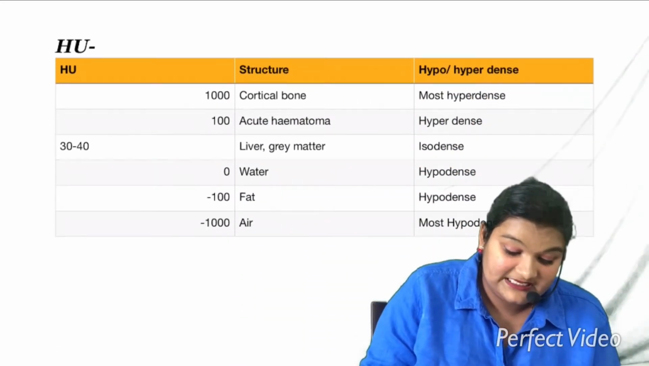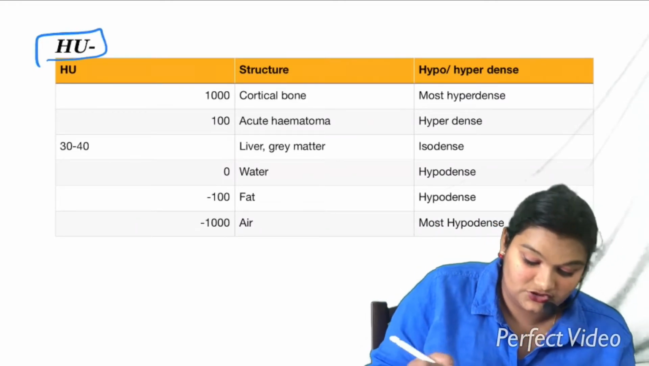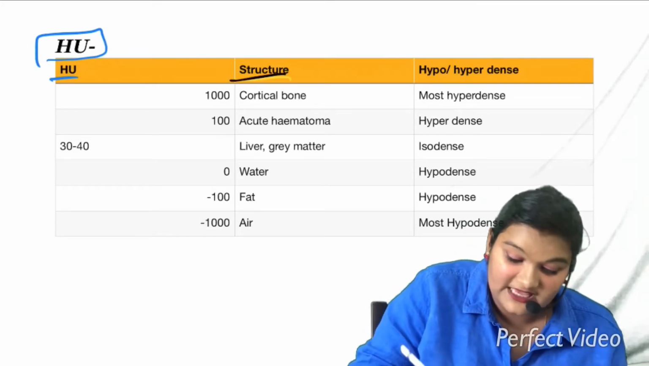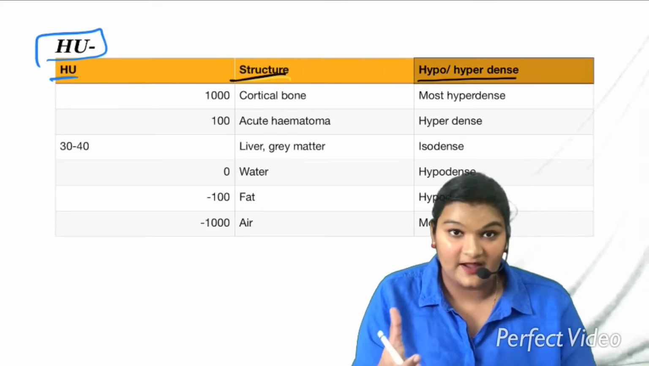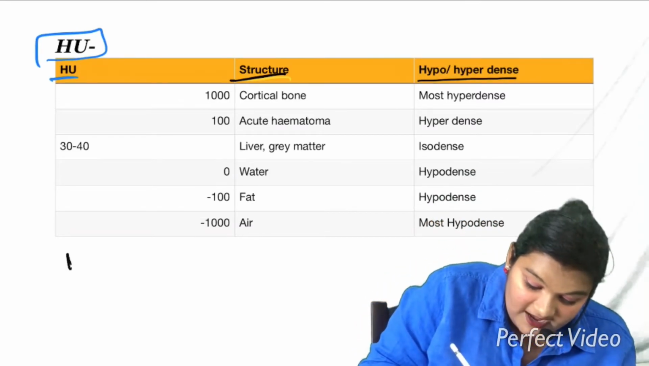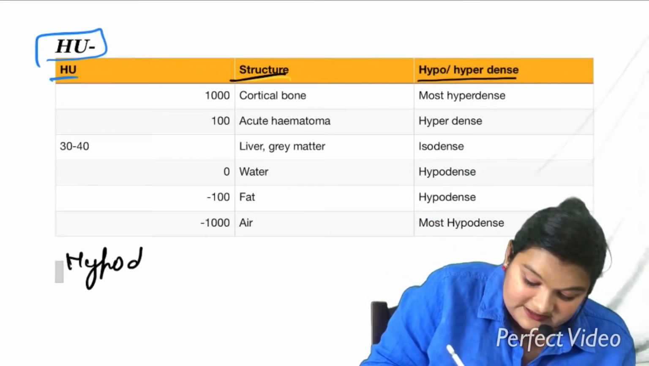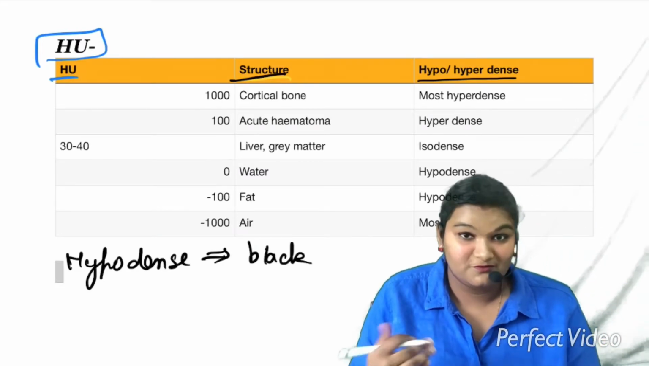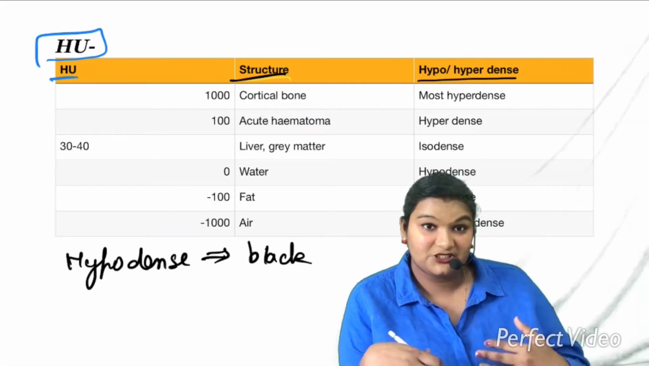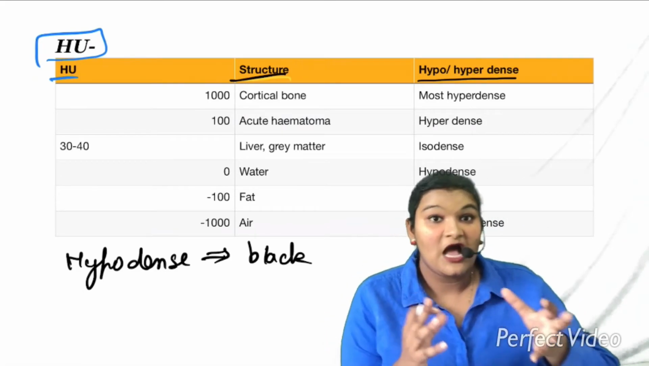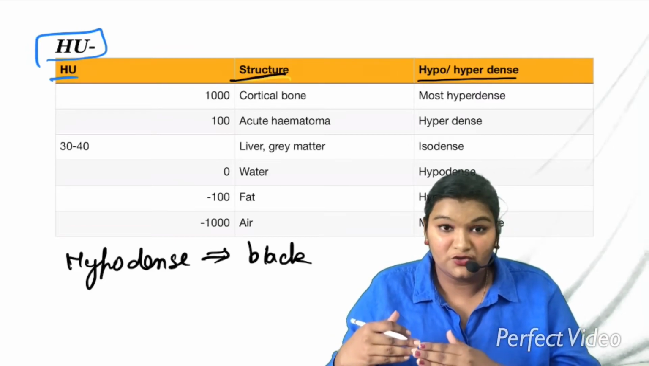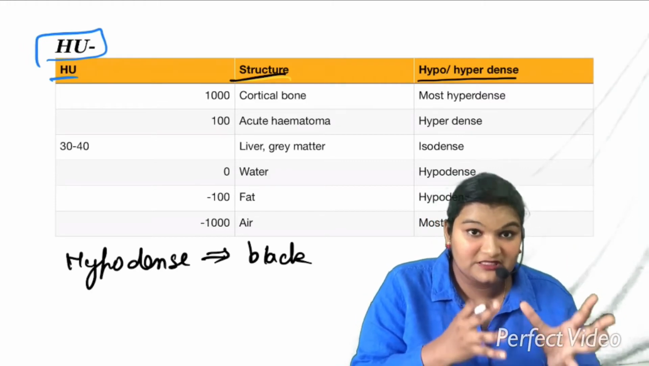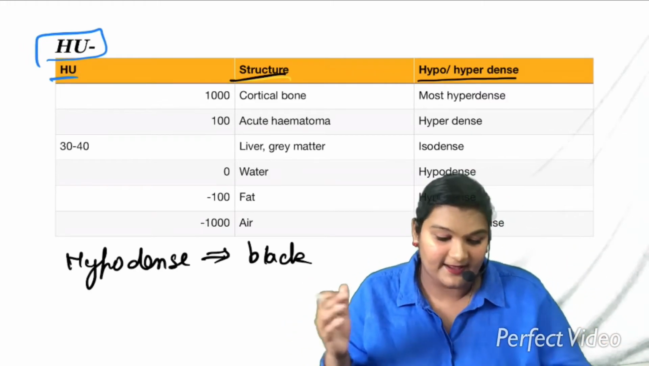Now let us move towards the Hounsfield unit of different structures. So this is the Hounsfield unit. These are the structures we are going to discuss, and whether they are hypodense or hyperdense. So let us see what we mean by hypodense. Hypodense structures appear black on CT. Like in the previous lecture, how are we going to learn that hypodense is black? Hypo, oh my god, you think of God when there is darkness or black outside. So hypo, oh my god, black.